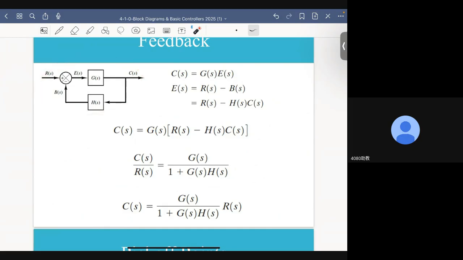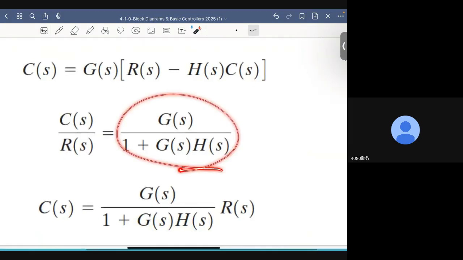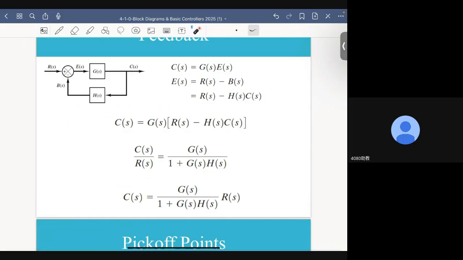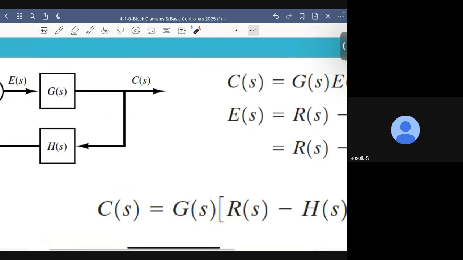So what does it tell us in addition to this so-called mathematical result? It tells us that by using feedback, we can actually change our transfer function, okay? When the system is operated in open loop, the transfer function is G, right? Now, the problem is that transfer functions might not provide satisfactory results.